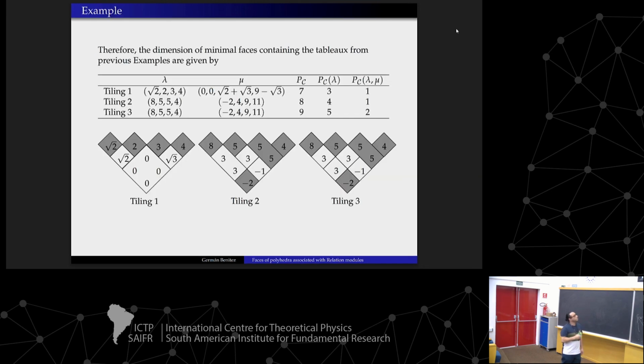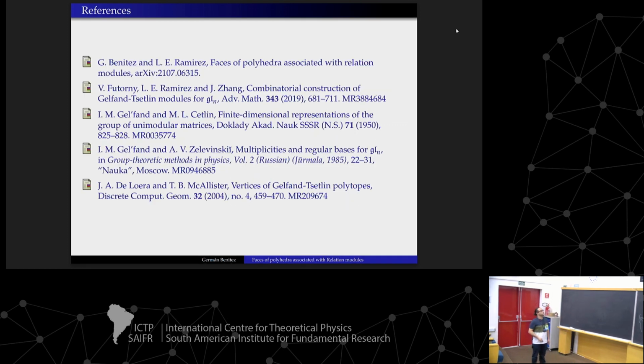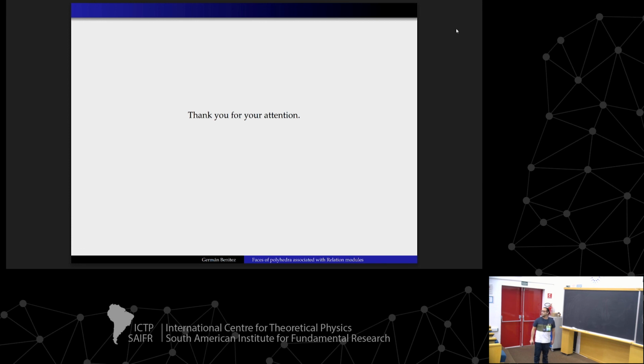For example, the previous example. In this case, we have 1, 2, 3, 4, 5, 6, 7. Here, the dimension of the minimal face containing this C pattern is equal to 7. Now, it's very interesting that in this case, this point is an edge. Okay, this is a reference, our motivations, and thank you for your attention.